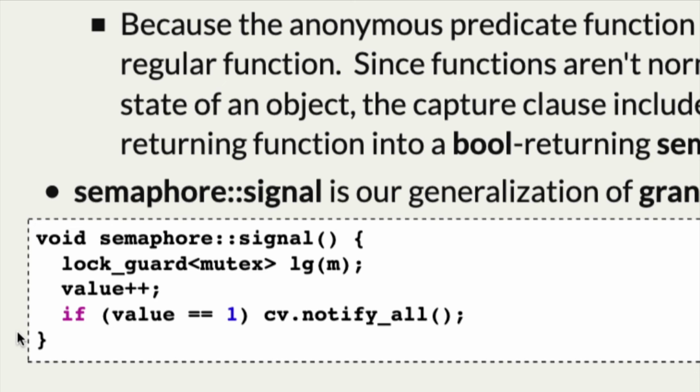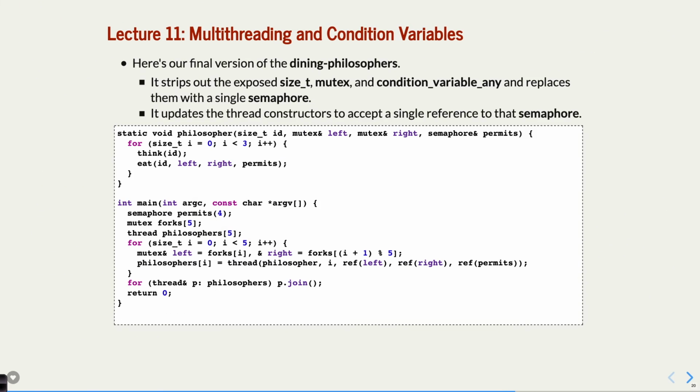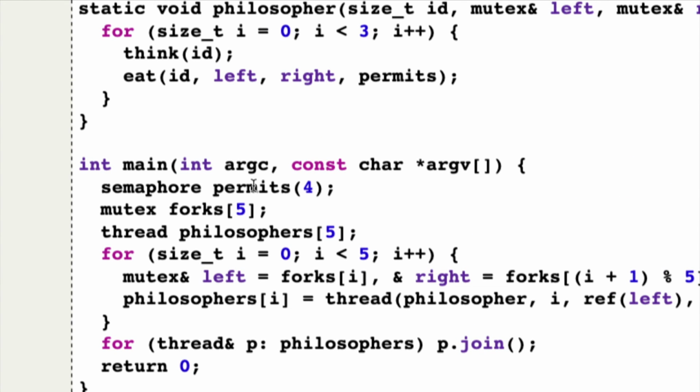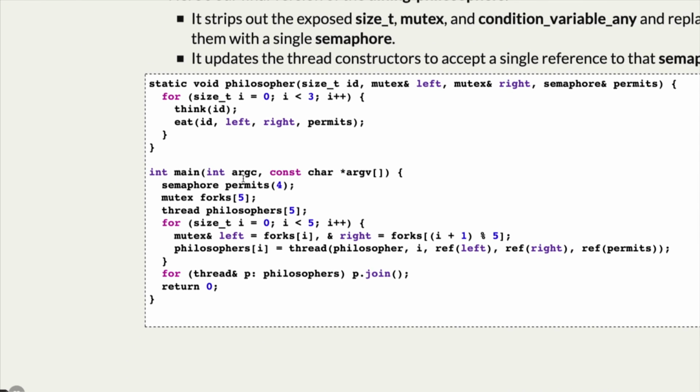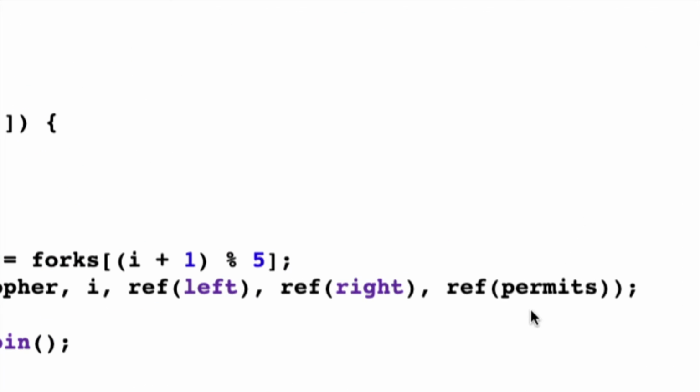It increments it. Okay? We'll talk about another interesting use of this, by the way, next week. But in this case, let's see how we might modify our dining philosophers. Well, we can say semaphore permits of however many we want. No more need for a condition variable any. It's already built into the semaphore, meaning that all we need to do now is pass in a reference to that semaphore as the permits.